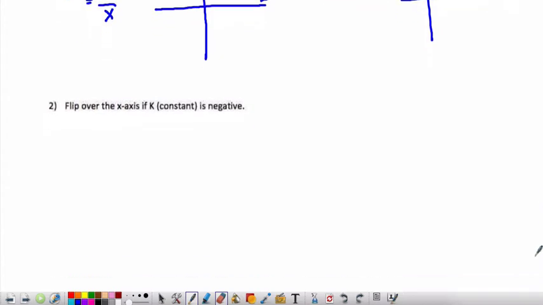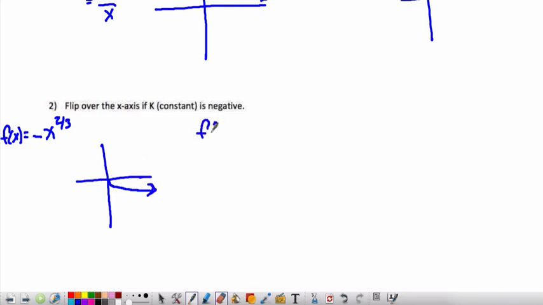Okay, what happens if the k, the constant, is negative? Well, flip over the x-axis if the k constant is negative. So let me give you an example of this. If I were to have, actually, write f of x equals negative x to the 2/3. We're still only concerning ourselves with the right-hand side of the graph, but now this is a number less than 1 but greater than 0, so it's going to go like this, but it's going to be flipped over our x-axis here. We have f of x equals negative x to the power of 3/2.